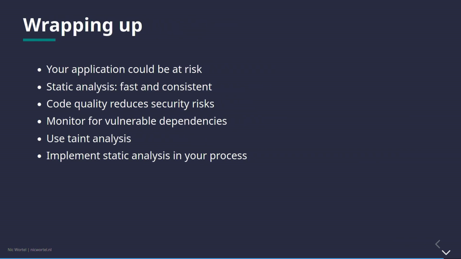So to wrap up, keep in mind your application too can be at risk. Static analysis is a nice, fast, and consistent way to catch certain kinds of security vulnerabilities. Think about the code quality and make sure that your code quality is good. Check your dependencies for known vulnerabilities. Use taint analysis to catch these kinds of injection flaws and similar security vulnerabilities. And make sure that static analysis, and specifically static analysis checking for security, is part of your development workflow and your process.